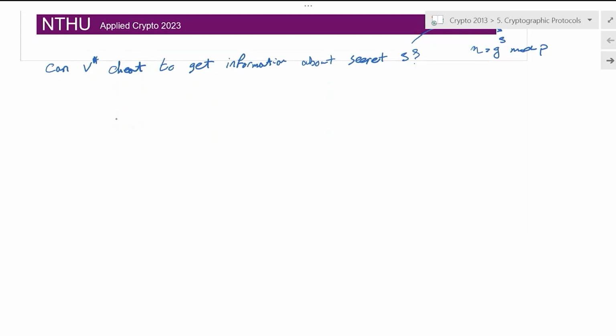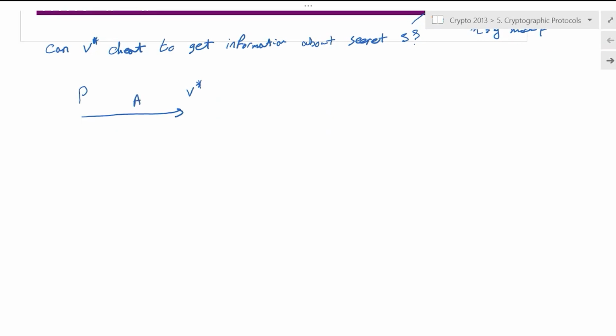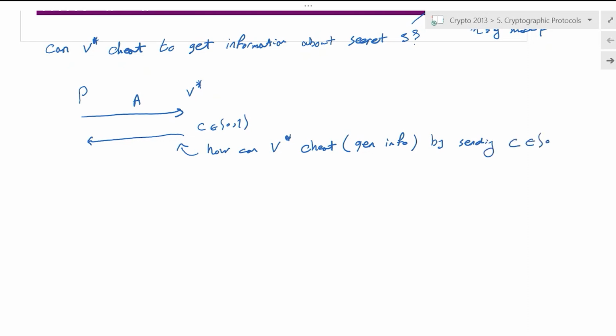So going back to our scheme, we have a prover, and also, let's say, a cheating verifier. The prover would send some value A, and all the verifier does is send a challenge C from 0 and 1, right? So the question over here is, how can V star cheat? By cheat we mean get information by sending this challenge C from 0 and 1. So that is another way to ask the same question.